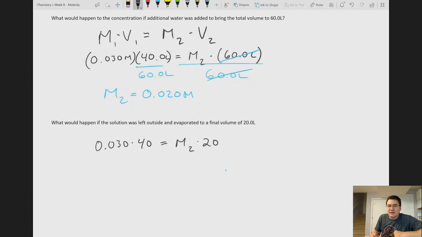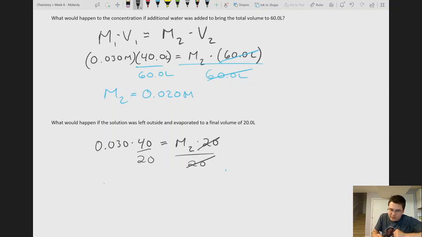I'm being a little less careful with sig figs. I want you to look at the dilution factor. I'm going to divide both sides by 20. Check this out. So 40 over 20, this time because you've evaporated some of the water, the concentration, 40 over 20 is 2. So you've effectively doubled the concentration.